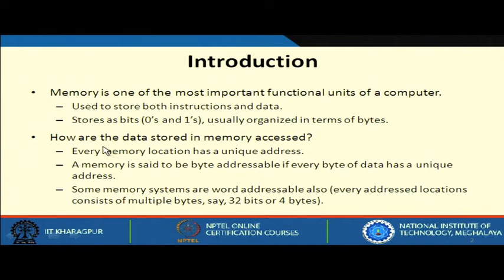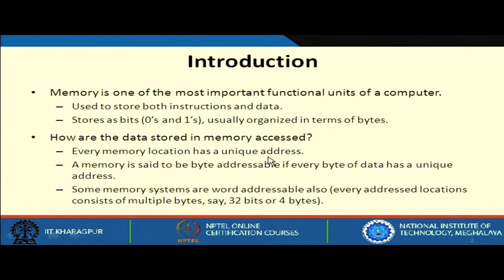So, we will see here how the data stored in the memory is accessed. In memory, we store data, so we need to know the mechanism of how we can access the data from the memory. We should also know how we need to store the data into the memory. So, these are the two things we need to look into.